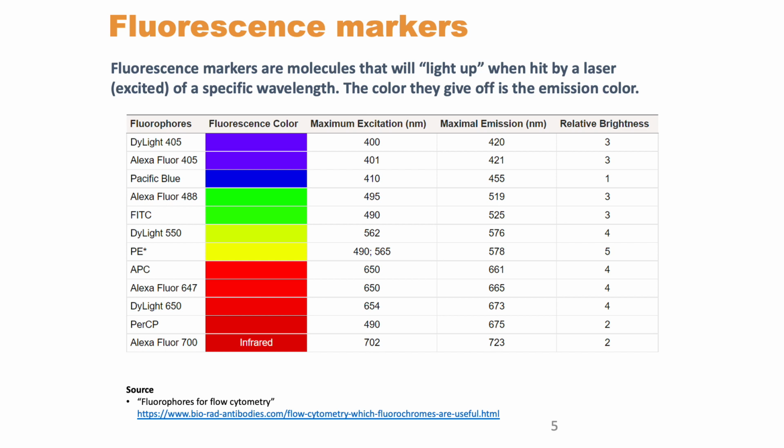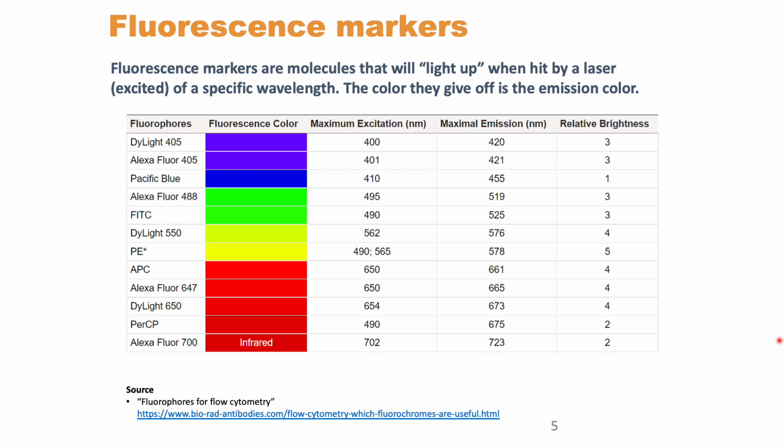With flow cytometry, what we do is we make fluorescent markers. These are molecules that will light up when hit by a laser or excited at a specific wavelength. The color they emit is called the emission color. So scientists have used the knowledge about light to make these fluorescent markers. When these compounds are hit with a specific wavelength, they will emit a specific color that we call an emission color. We can detect these, and we call these fluorophores.